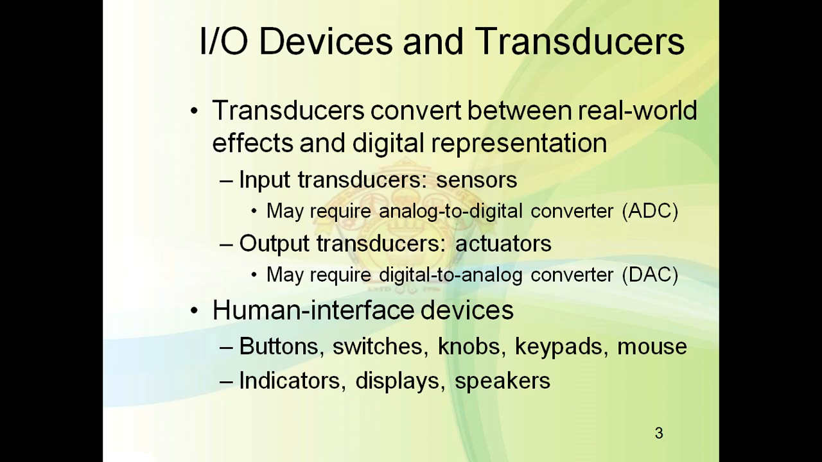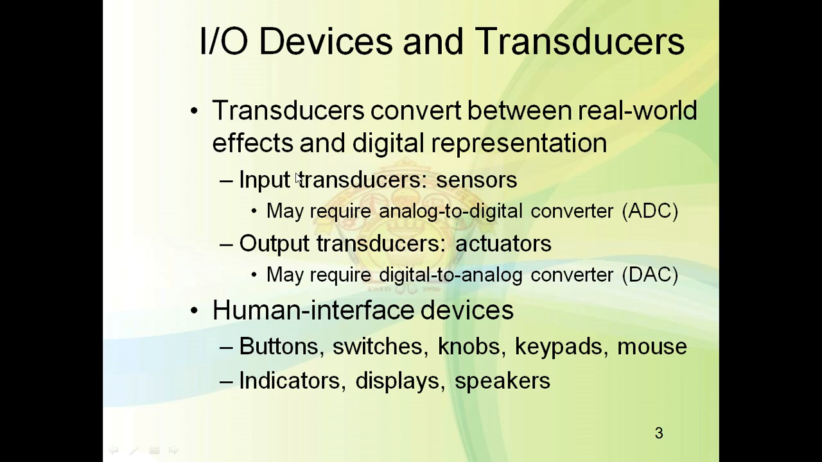You know that we use various input-output devices. The input-output devices are nothing but transducers. An input device is nothing but a sensor, and an output device is nothing but an actuator. These convert one form of energy into another form. A transducer converts real world information or real world effects into digital form, or digital form into real world effects.